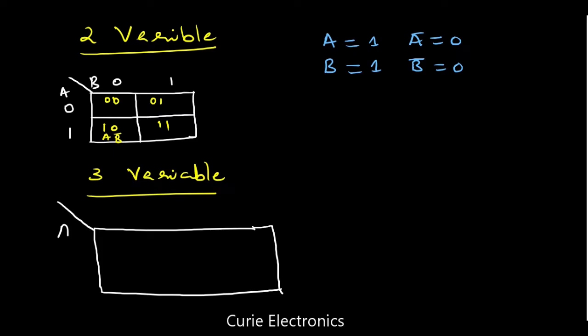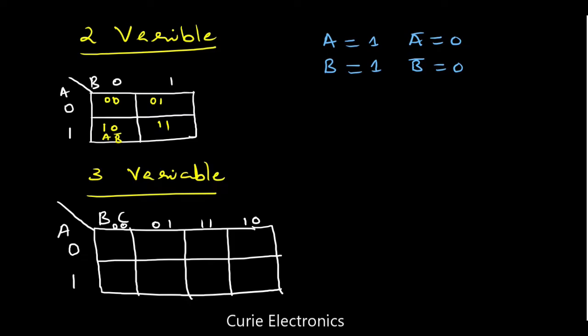I can take A here and BC here. This is a 3 variable map. So A can take 2 values, horizontally only two values, 0 or 1. For 2 variables, what combinations do we get? 0 0, 0 1. Then we write 1 1, not 1 0. It is based on the Gray code, then 1 0.